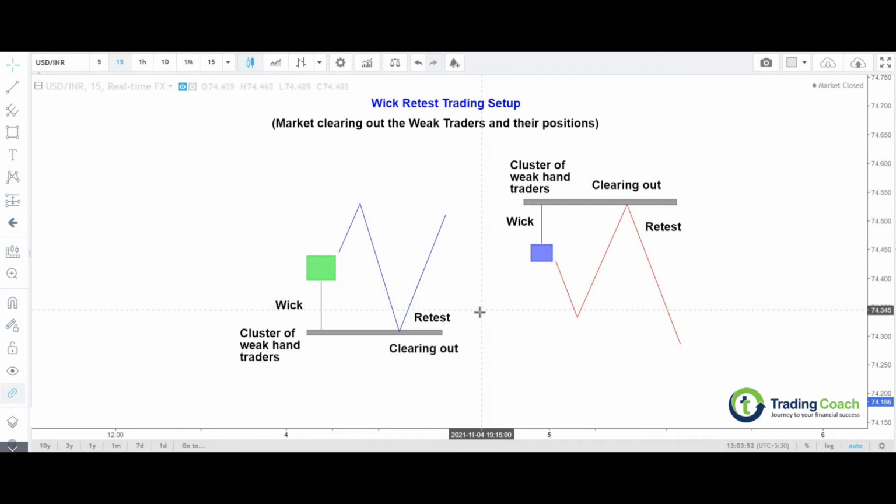So we can see this particular setup on all different time frames, on all liquid instruments, that includes stocks, cryptocurrencies, futures, options, commodities, whatever you name it.